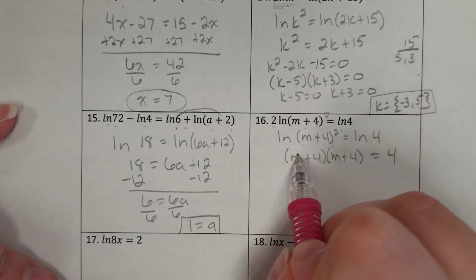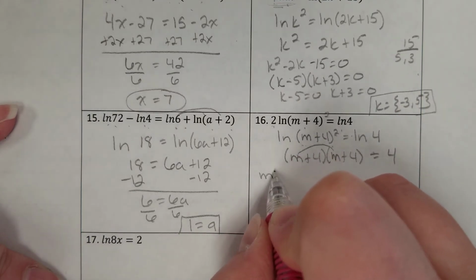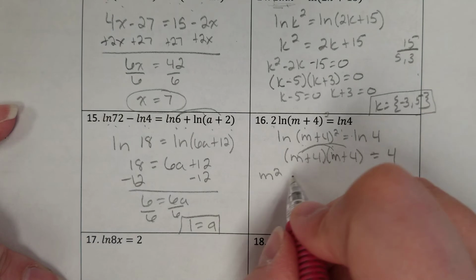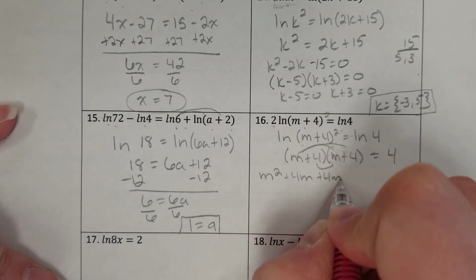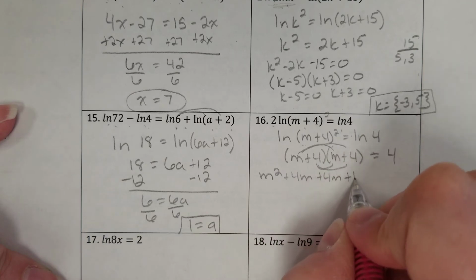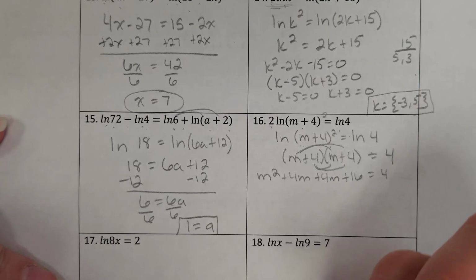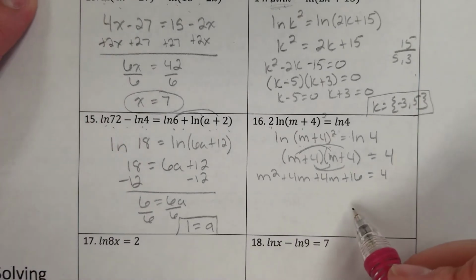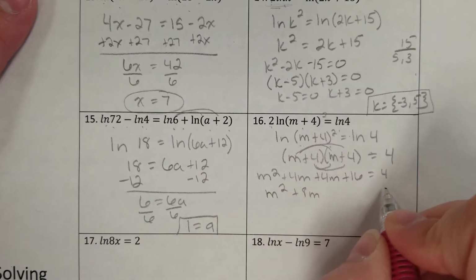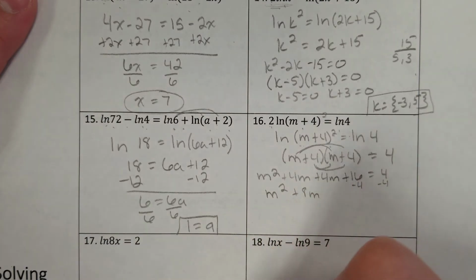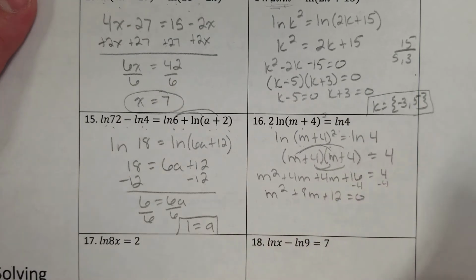And now we have to do FOIL or the distributive property twice. So m times m is m squared. M times 4 is 4m. 4 times m is 4m. And 4 times 4 is 16. It still equals 4. So we're going to combine and simplify and move everything all in one step. So we have m squared plus 8m, and then if we subtract the 4, this becomes plus 12 equals 0.